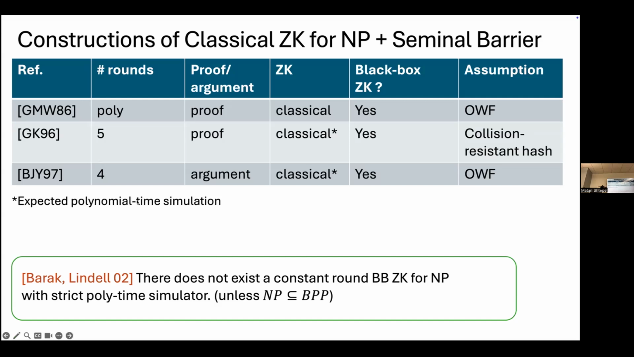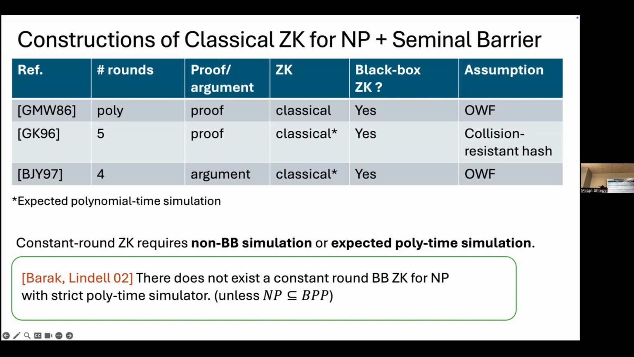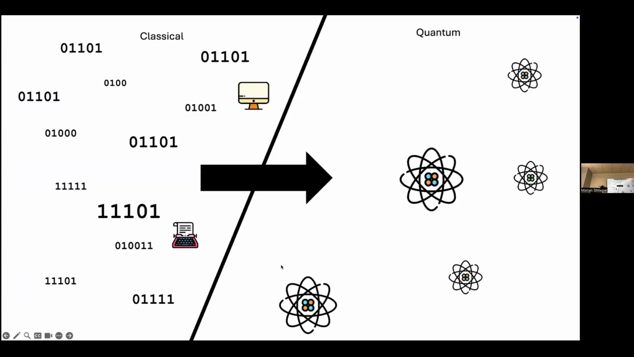And of course, for BPP there's not much interesting here, because the verifier could probably just do it on its own, unless you want a succinct proof, but that's another story. So constant round zero knowledge requires either non-black box simulation or expected polytime simulation. That's the message here for classical protocols.